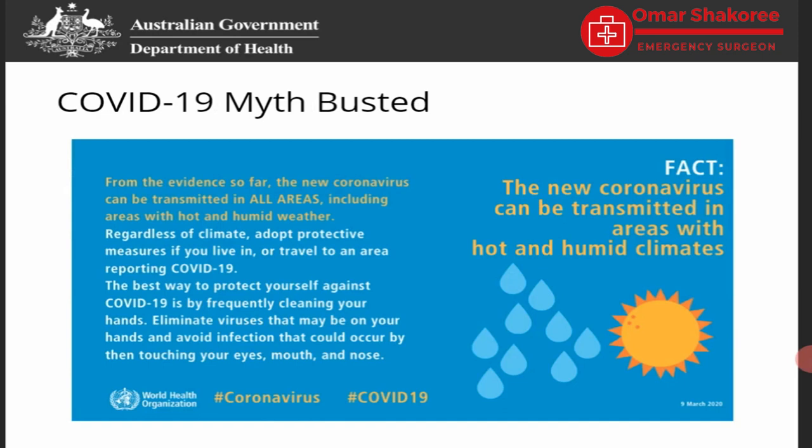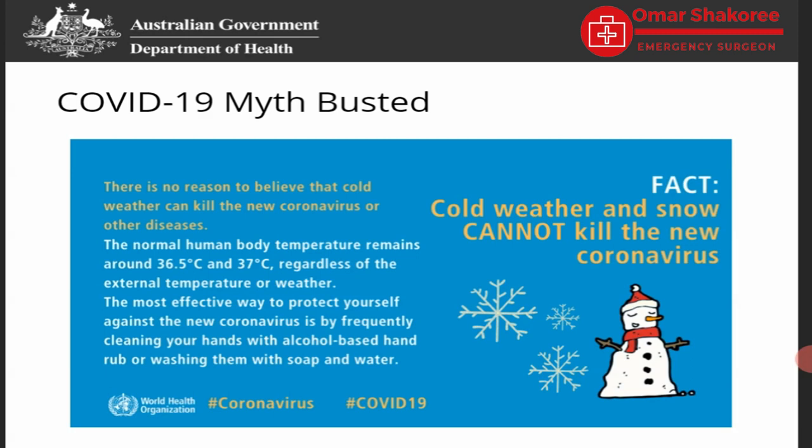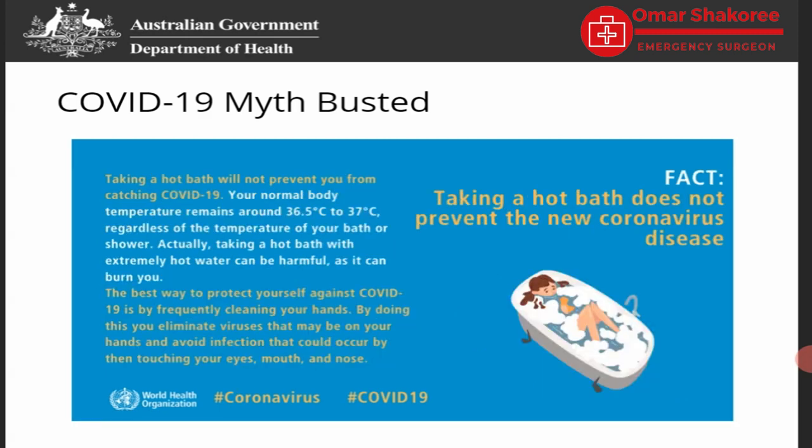Now, here are some facts. The new coronavirus can be transmitted in areas with hot and humid climate. So, hot weather is not protective against COVID-19. This is the WHO instruction. Another fact is that cold weather and snow cannot kill the new coronavirus. So neither the hot nor the cold will kill the virus. Also, taking a hot bath does not prevent the new coronavirus. Taking a hot bath does not prevent coronavirus infection.